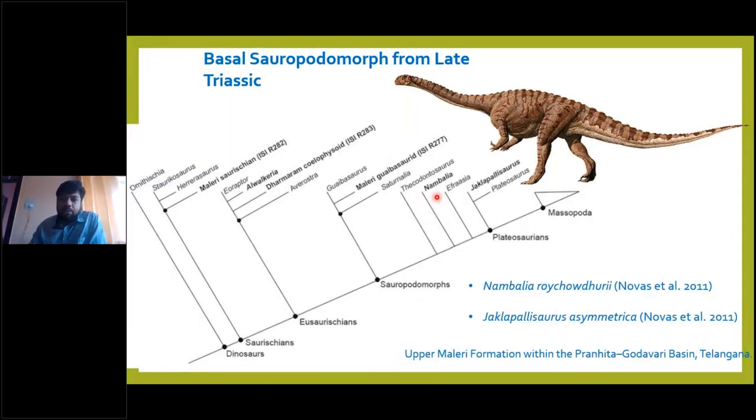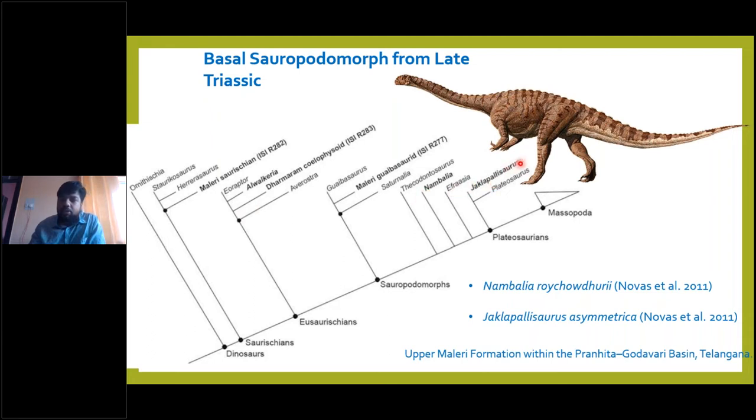Other dinosaurs from the late Triassic are Nambalia and Jaklapallisaurus, known from India. Some other materials are also being described, but the paleontologists have not yet given them their proper nomenclature, the genus and species name. So you can see here Alwalkeria is categorized as an eusaurischian dinosaur. Okay, so these were neither towards the theropods nor towards the sauropodomorpha, rather they were somewhere basal, like Eoraptor.